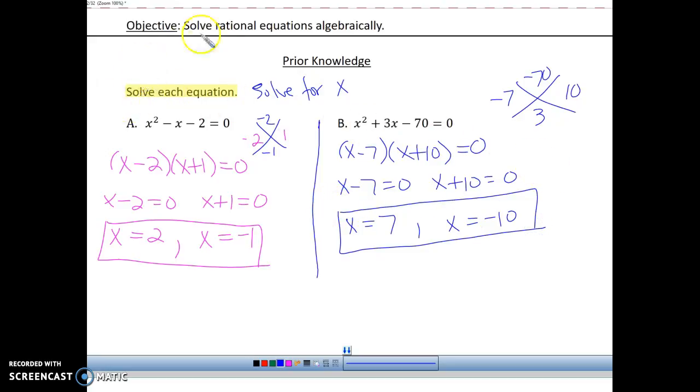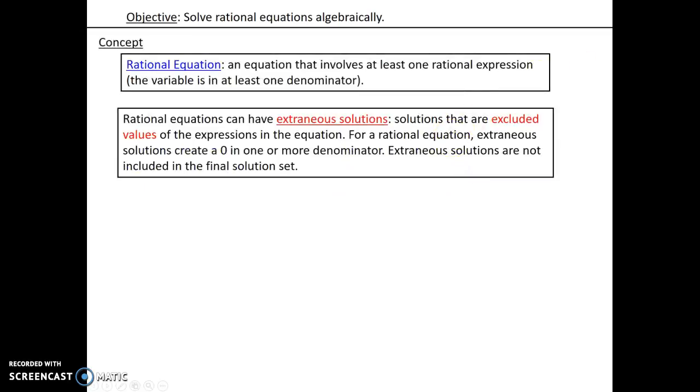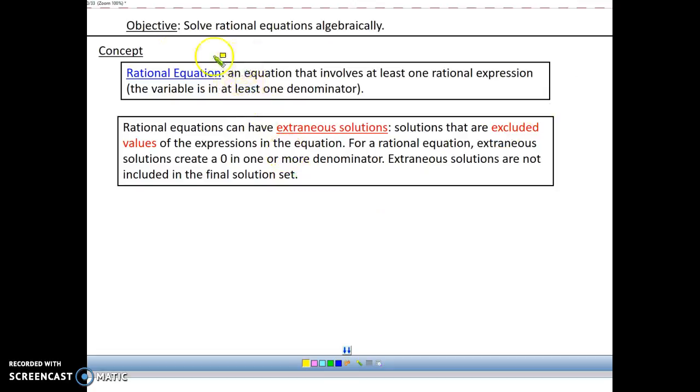So we're going to be solving rational equations today. This is just solving polynomials. So today we're looking at rational equations. Concept, same as yesterday, it's just a review. Don't forget that a rational equation needs to have the variable in at least one denominator. And then rational equations can have extraneous solutions, meaning solutions that are excluded values of the expression in the equation, and in order for that to happen, extraneous solutions create a zero in one or more of the denominators, and extraneous solutions are not included in the final solution set. That's going to come into play in today's lesson.